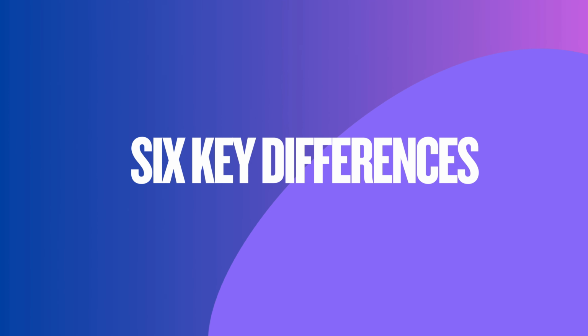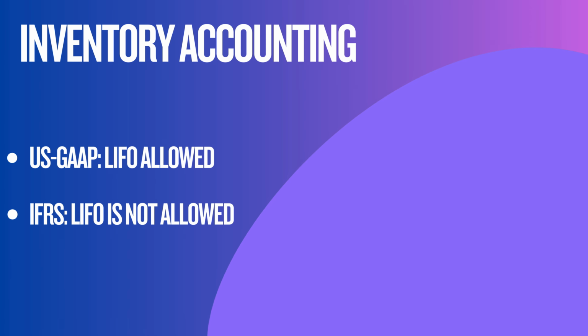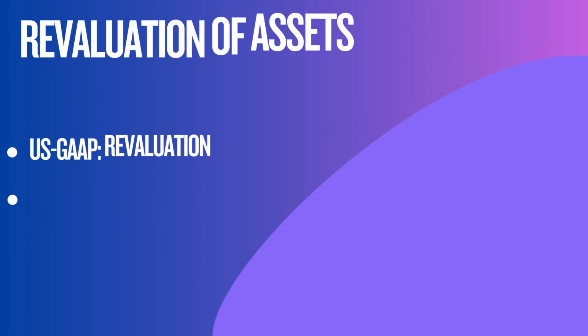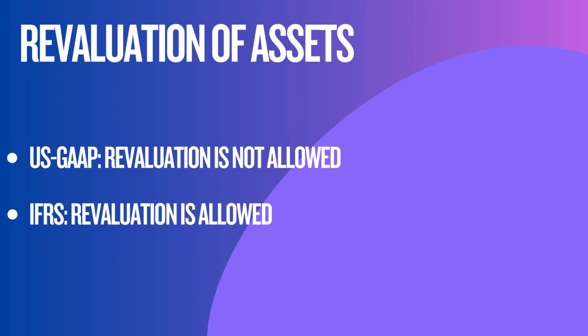Okay, let's next look at 6 key differences in the two accounting frameworks. Starting with inventory accounting. US GAAP allows LIFO, last in, first out method. IFRS, however, prohibits LIFO. This affects cost of goods sold, profits, and taxes. Revaluation of assets. Under US GAAP, revaluation is not allowed. And under IFRS, companies can revalue property, plant, and equipment to fair value. This impacts the leverage ratios and the balance sheet strength.